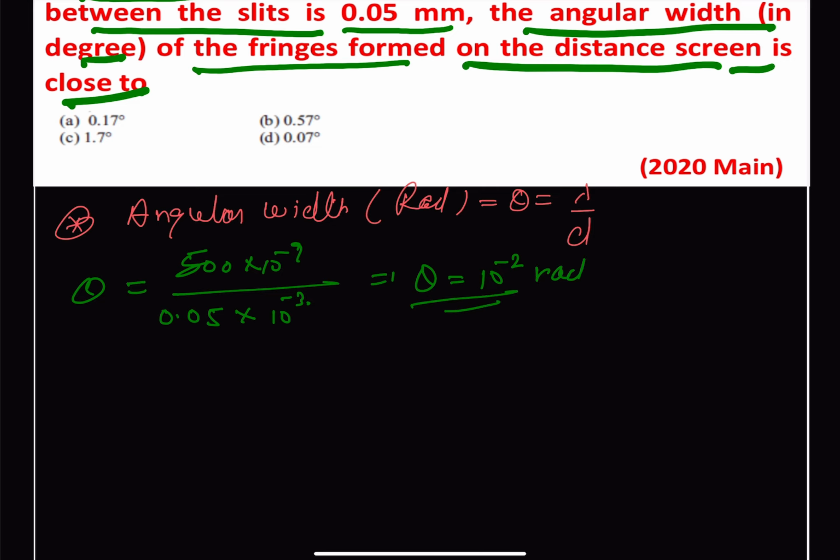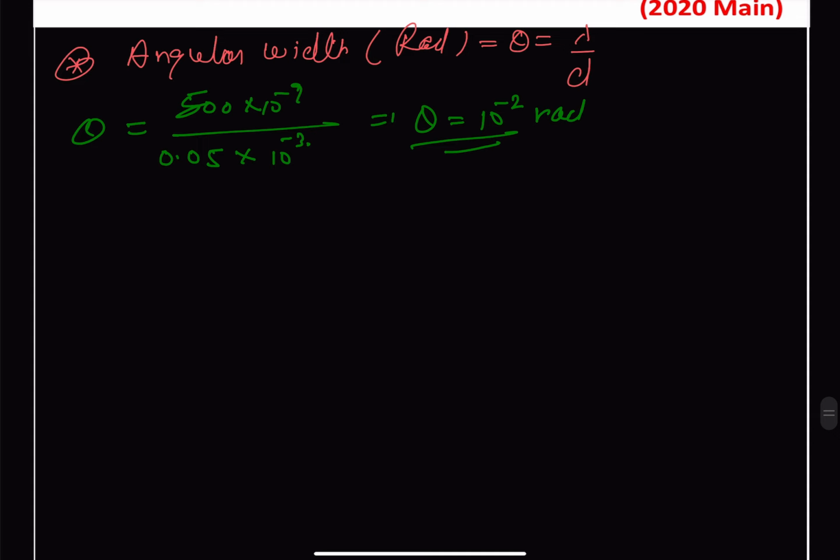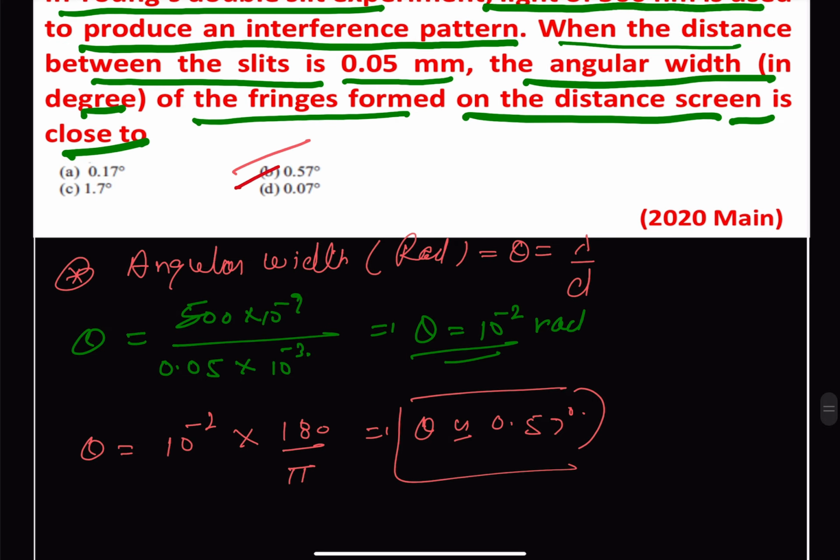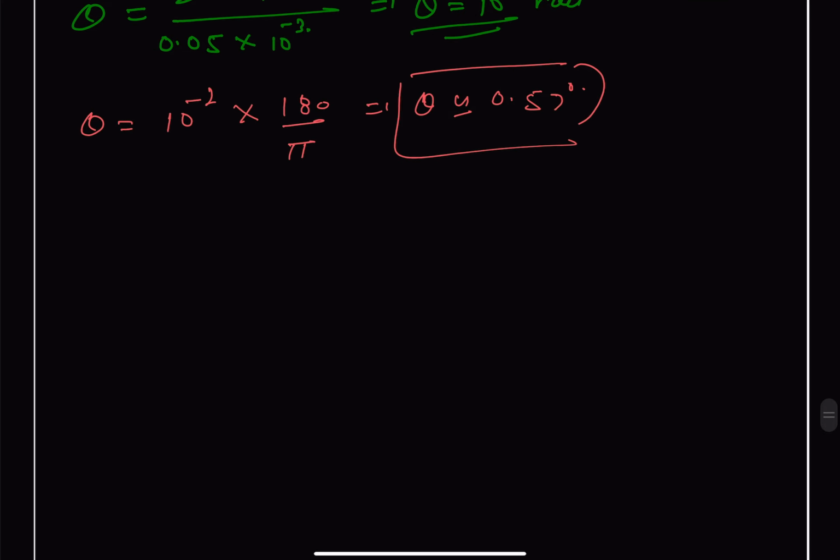We can convert into degrees. So theta will be equal to 10 to the minus 2 multiplied by 180 upon pi, and this gives us that theta is approximately equal to 0.57 degrees. So option number B is the correct one. Option B is correct.